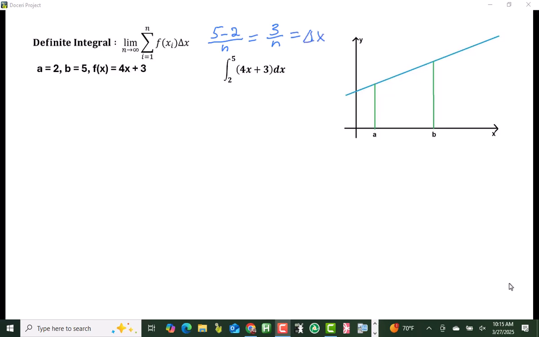Stop me if something doesn't make sense. I'm just fleshing out what we just said in a generic form on the previous page. Okay, so the change of x is b minus a over n. And in this particular case, it's 3 divided by n, because we're going from 2 to 5.